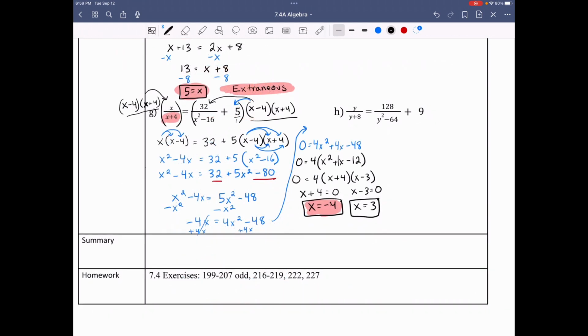For your summary today, I would like you to answer these questions. What is an extraneous solution? And when do you get extraneous solutions? The other question I'd like you to answer in your summary is what steps you take to solve rational equations. What are some of the steps that you take to solve rational equations? And then you have some homework to do tonight.